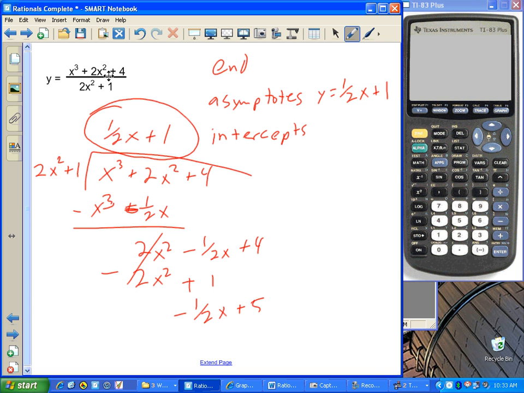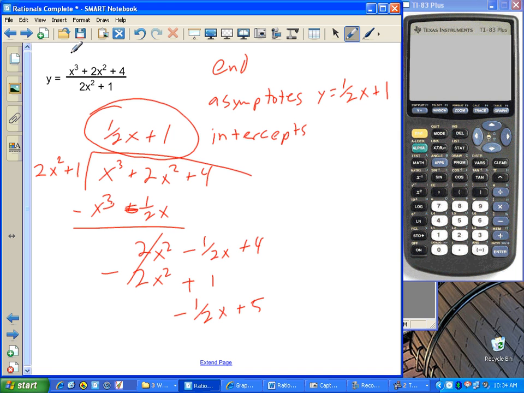Other asymptotes I would have, I'm not going to have any vertical because this only yields imaginary numbers when I set it equal to 0. So there's no vertical asymptotes. There's no horizontal, so this is the only asymptote I have.